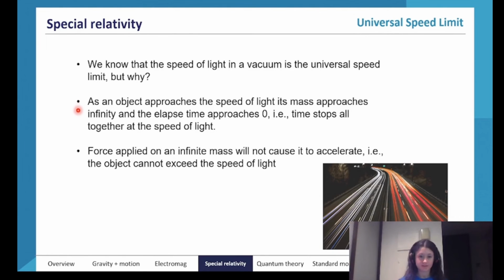The other reason that the object cannot reach the speed of light is because time stops altogether. So remember what we were talking about before in the previous slides about how if an object is moving a lot faster relative to you, it's going to experience time more slowly than you do.